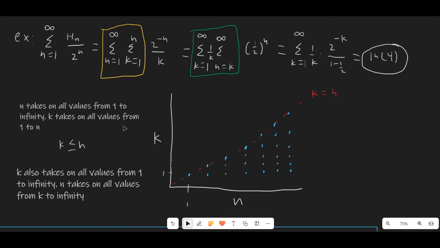So this tells us that n takes on all values from k to infinity, which is this other bound right here. And then after evaluating the inner summation, it's just going to be 2 to the negative k over 1 minus 1 half. And then evaluating the outer summation using the natural log series for 1 minus x, we get that our final answer is natural log of 4.